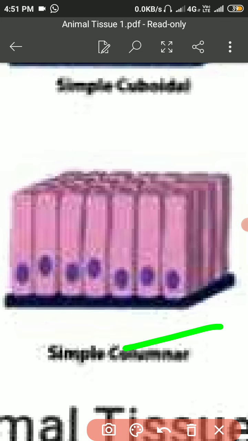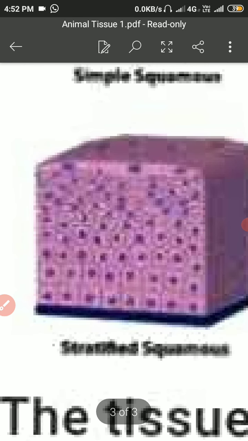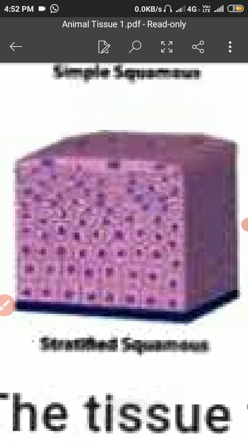So students, come again to another type of the squamous tissue, that is the stratified squamous tissue.